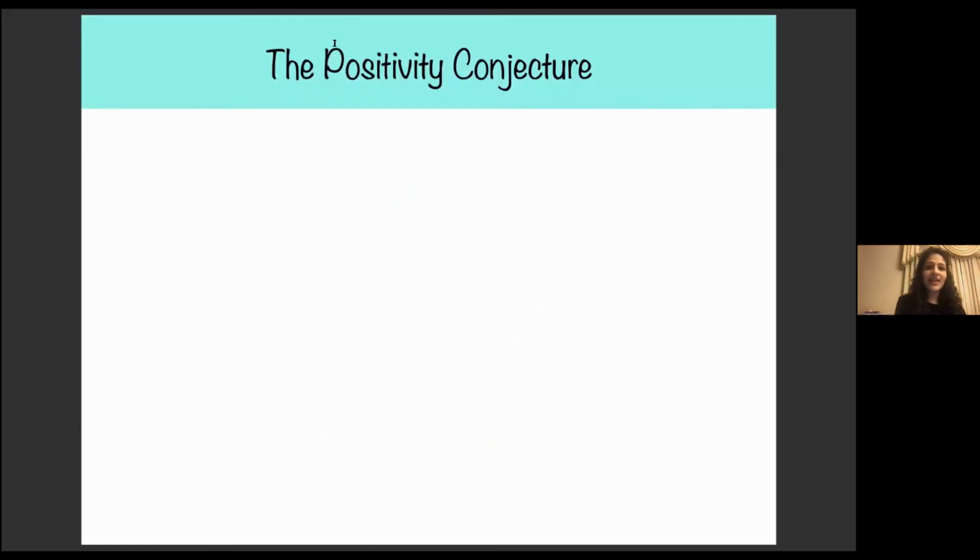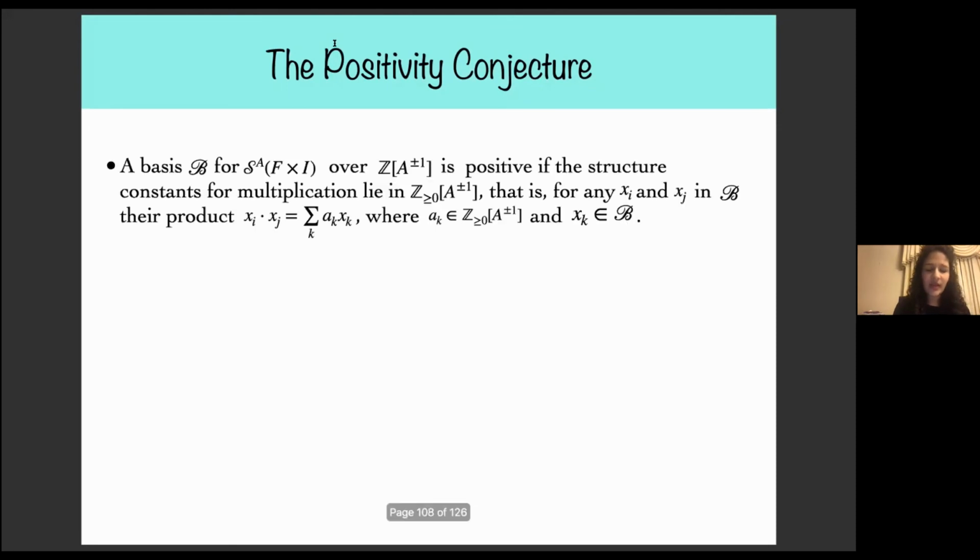Okay, so this brings us to the positivity conjecture for skein algebras. A basis B for the Kauffman bracket skein algebra of surface I-bundles over the ring of Laurent polynomials is positive if the structure constants for the multiplication lie in the ring of Laurent polynomials with non-negative integer coefficients. What that basically means is that if you have x_i and x_j, elements in the basis, then the product equals this sum, for which a_k is in this ring and x_k is in the basis.